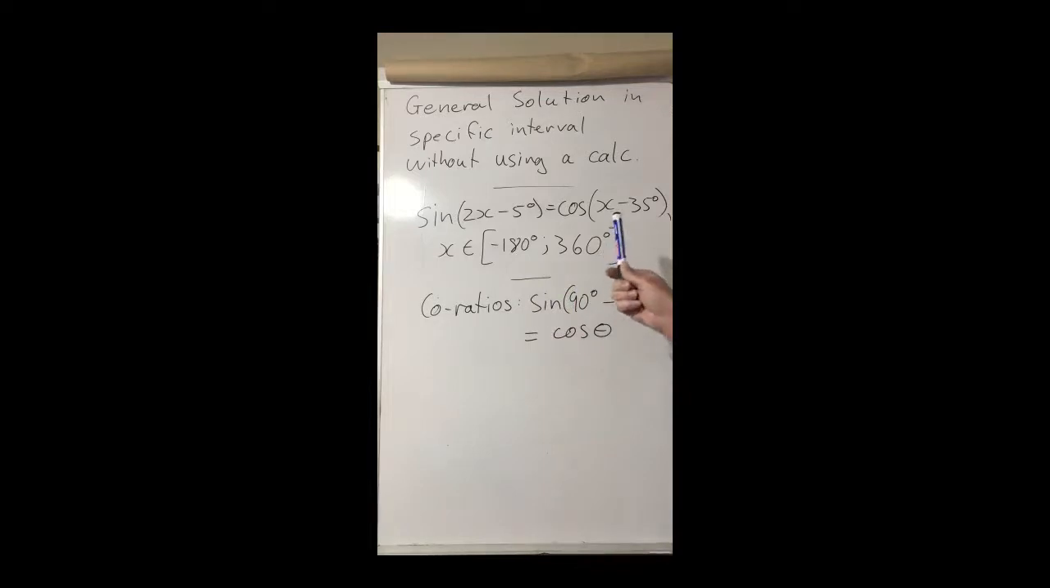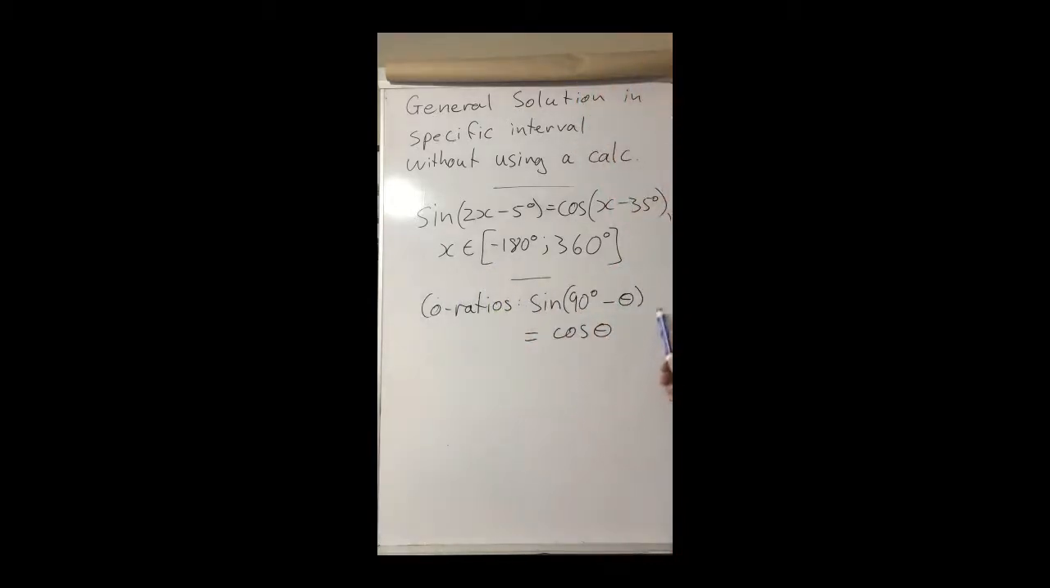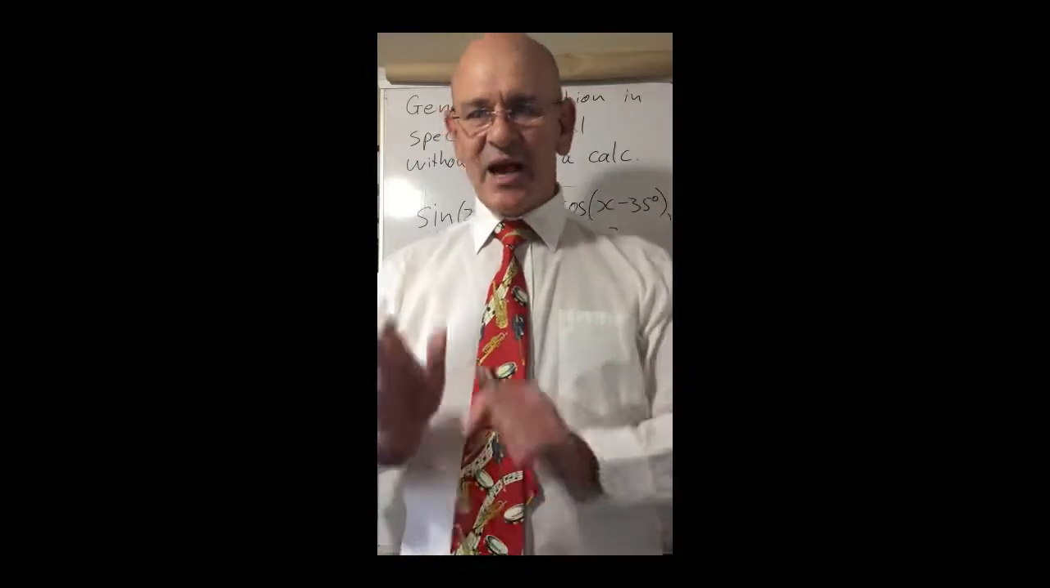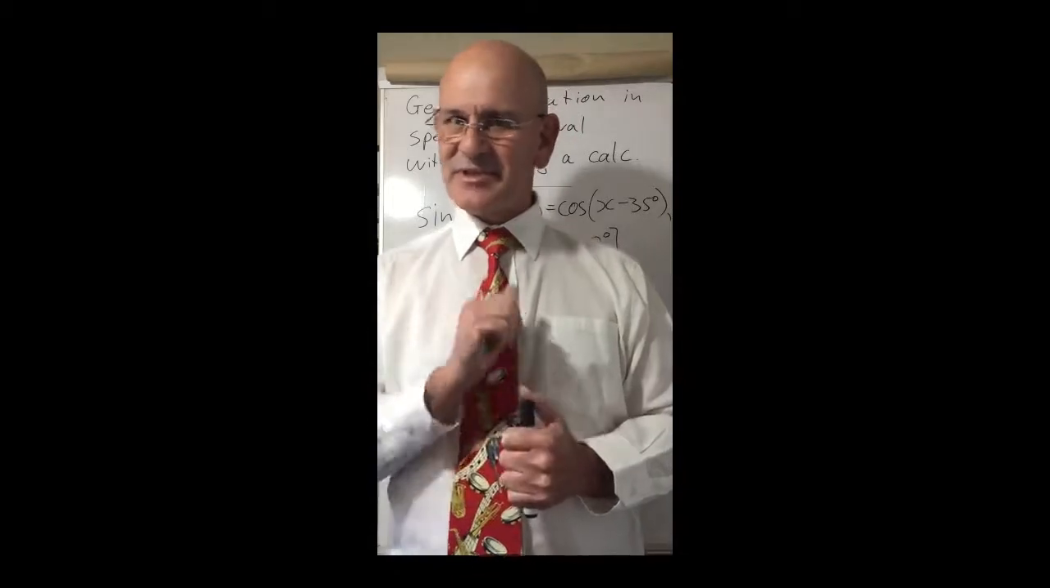Very interesting enough, you will see we don't have specific values over here that we can equal either side to. And you will see the tool that we're going to use is co-ratios, where sine of (90 minus theta) is equal to cos theta. So just stay put. I'm going to my desk and we're going to do the example from there. See you just now.